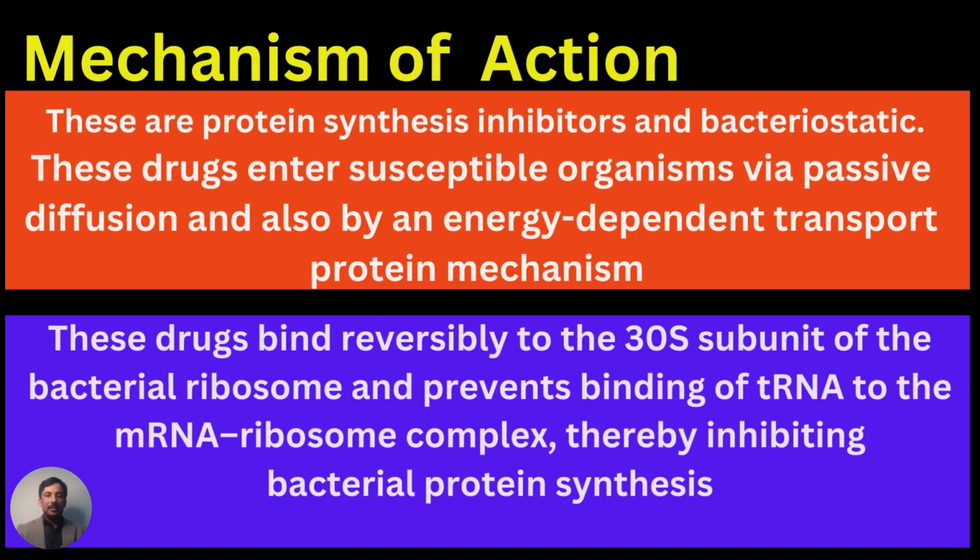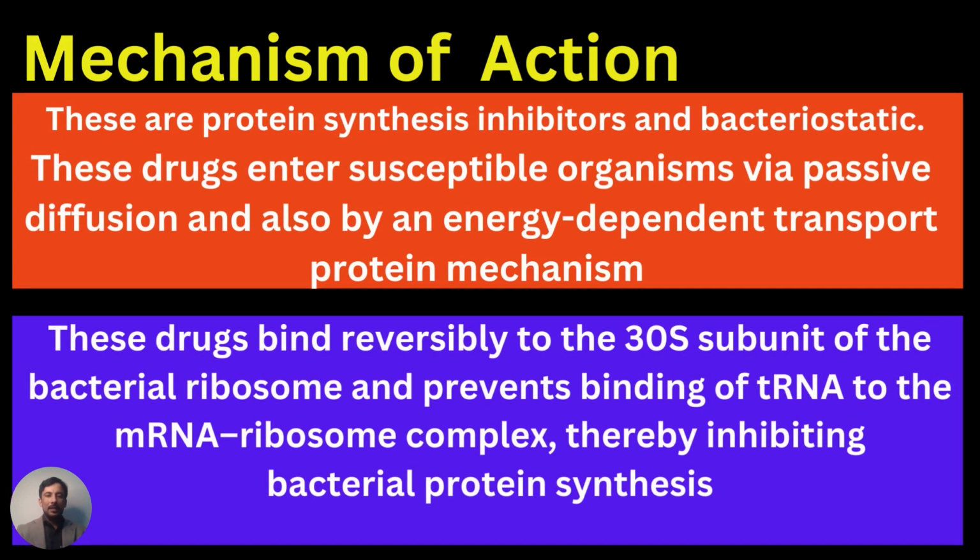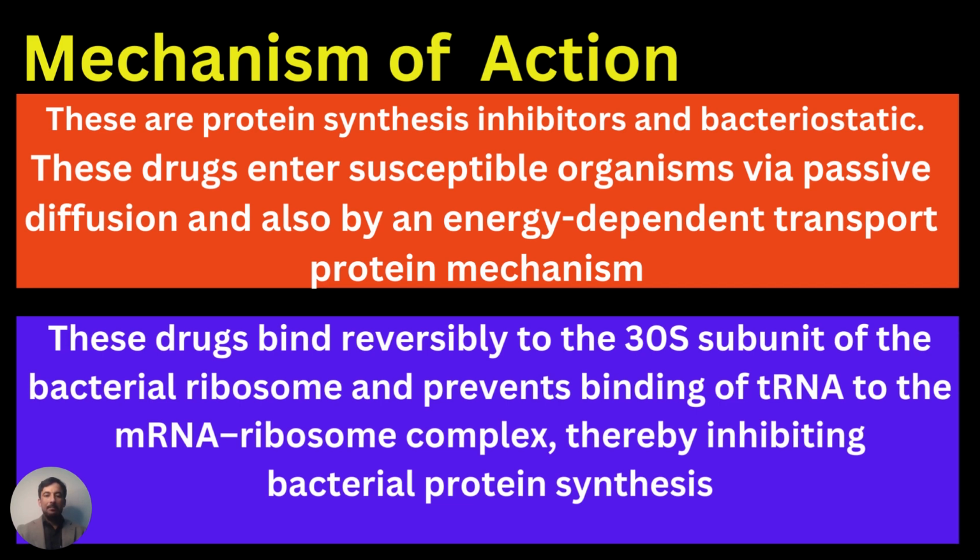Now, what is the mechanism of action of tetracyclines? So these are basically protein synthesis inhibitors and bacteriostatic drugs. These drugs enter susceptible organisms via passive diffusion and also by an energy-dependent transport protein mechanism. They bind reversibly to the 30S subunit of the bacterial ribosome and prevent binding of the transfer RNA to the messenger RNA ribosome complex, thereby inhibiting bacterial protein synthesis. So these are the group of antibiotics which are protein synthesis inhibitors.